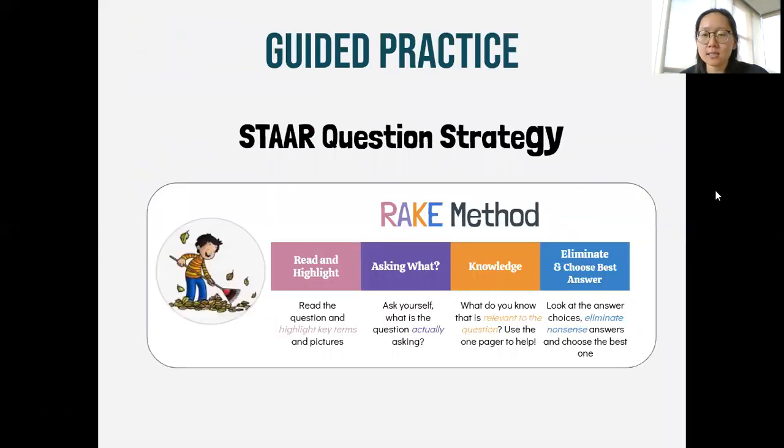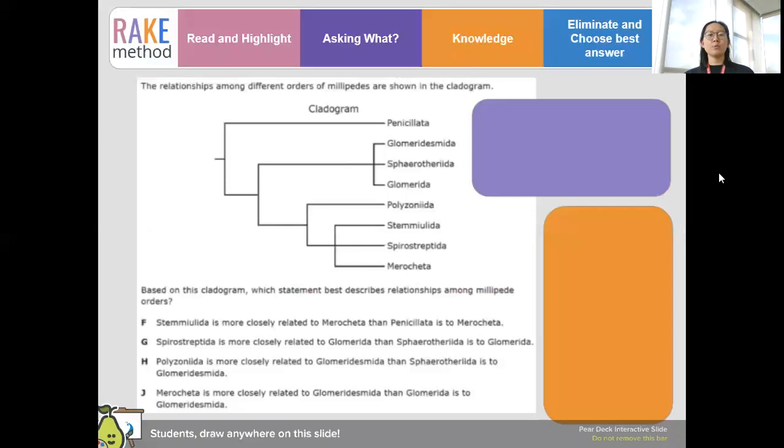Let's do some guided practice just to walk you again through the RAKE method. We're going to read and highlight, ask the question in our own words, share the knowledge that we have on this background, or if you don't, you may use the notes cheat sheet to help you out and supplement your knowledge, and then eliminate and choose the best answer choice. The example we'll do is here.